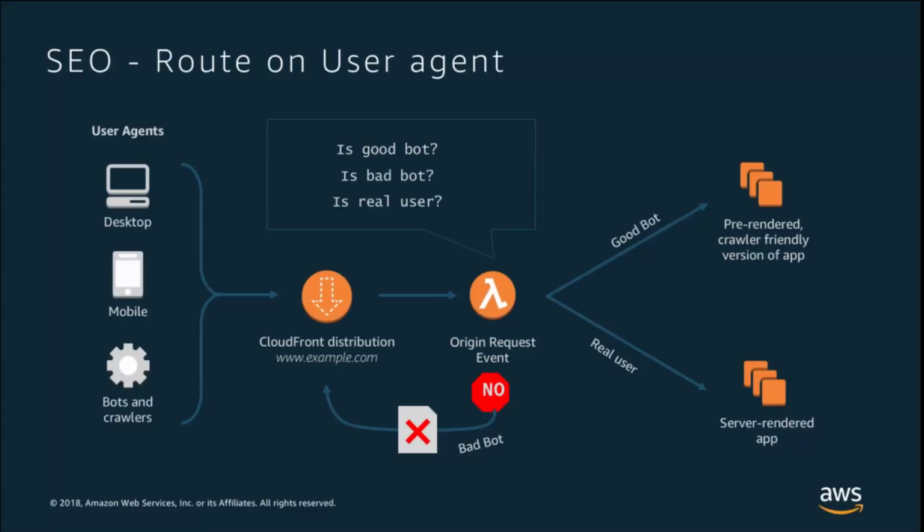So what you could do is have an origin request function. In the origin request function, you have access to the user agent field. You can look at the user agent field, and depending on whether it's a good or bad bot or a real user, you can dynamically route the request to the appropriate backend origin. And in this scenario, if it's a bad bot, you're not even sending it to the backend origin. You are generating a response directly and sending an access denied response back to the bad bot.